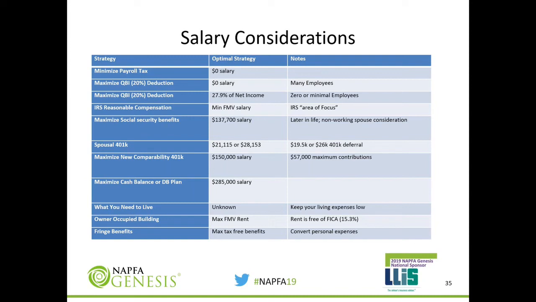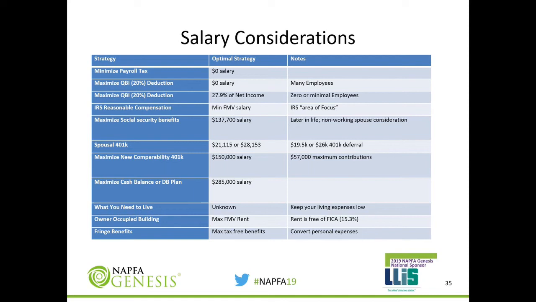Once again, if they have a new comparability 401k with profit sharing, there's no point in paying over a $150,000 salary unless one of the other exceptions applies, because they can't get anything more than $57,000, which is the deferral plus the profit sharing match. Same thing if they have a cash balance or defined benefit plan. No point in paying them over $285,000. They're maxed out at that amount.